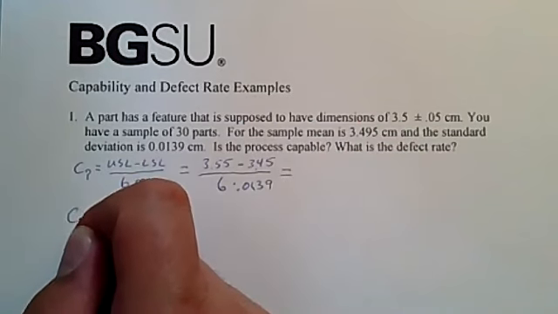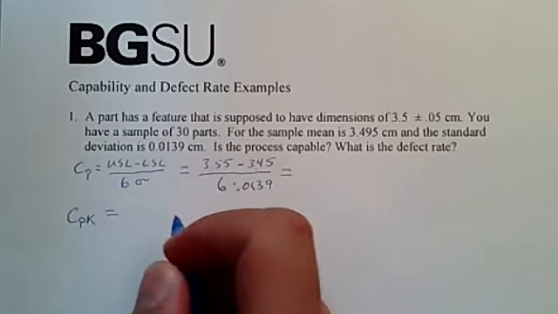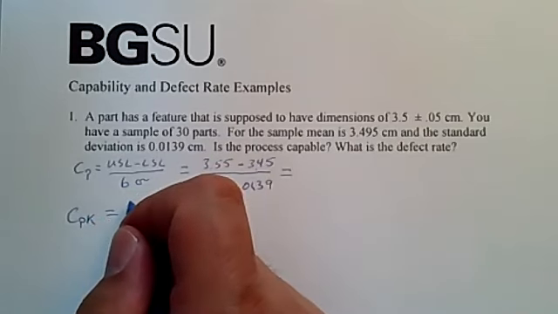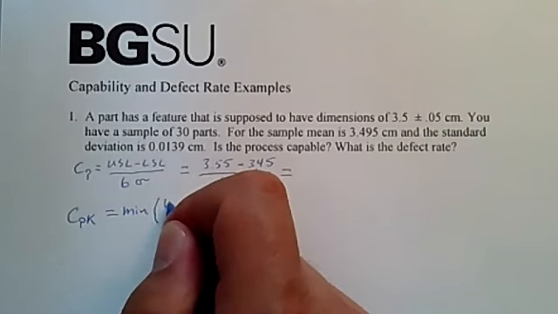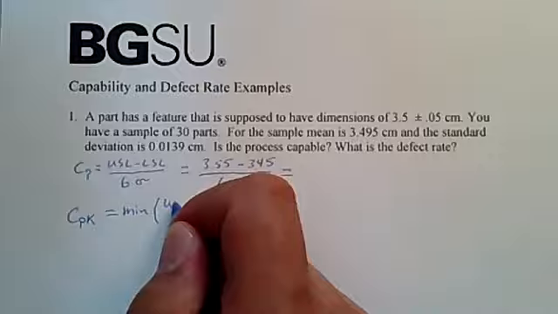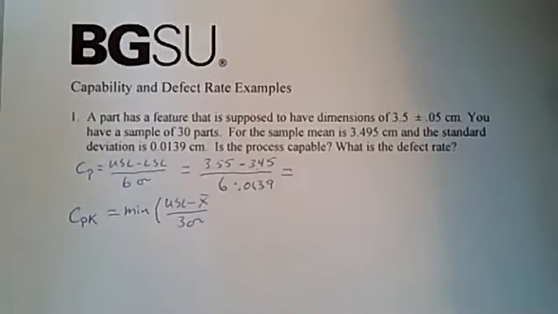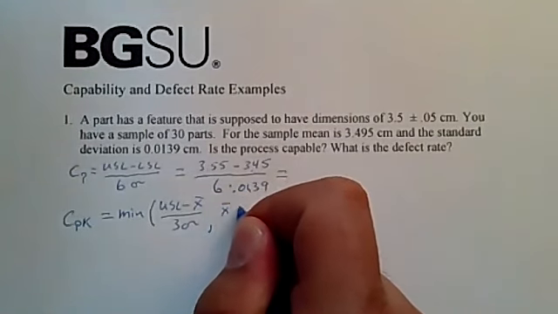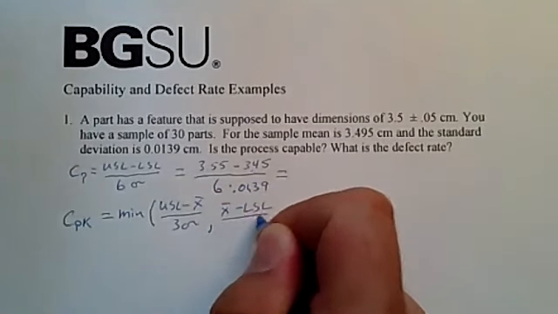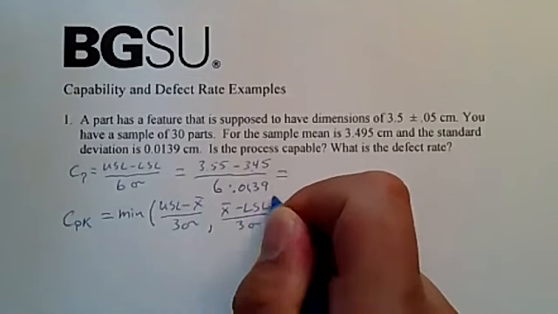The Cpk is equal to the minimum of the upper specification limit minus x bar divided by 3 times the standard deviation of the process, and x bar minus the lower specification limit divided by 3 times the standard deviation of the process.